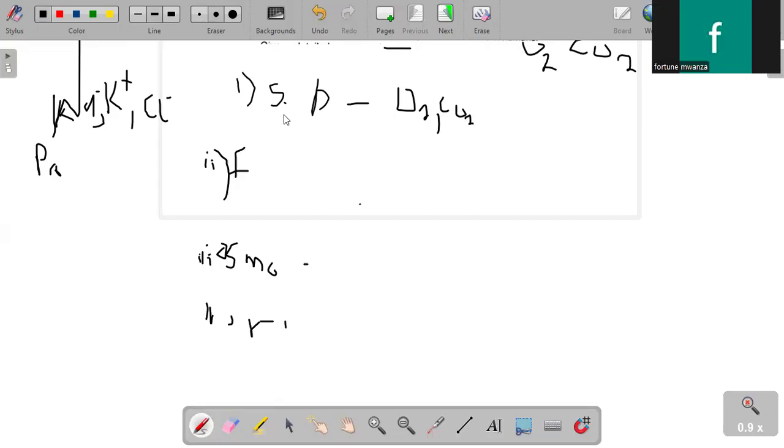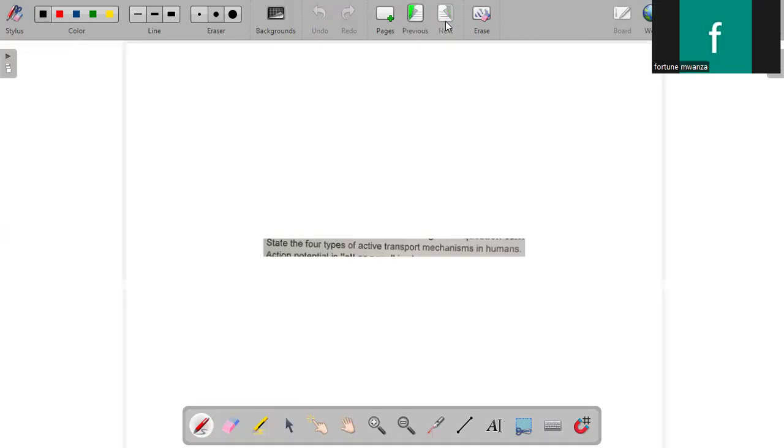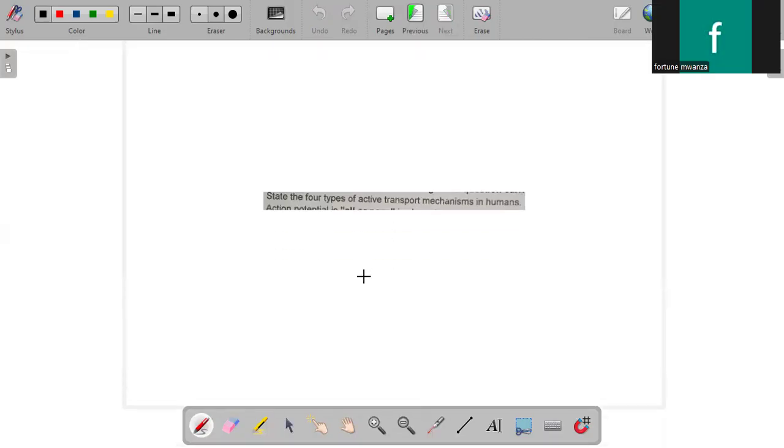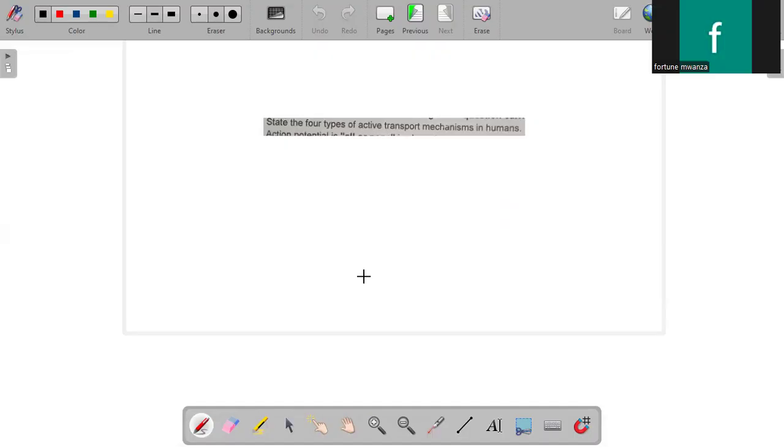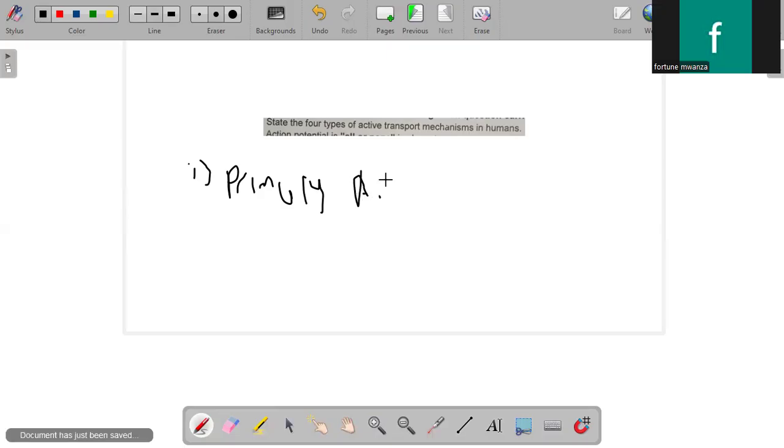Let me answer the second one, which is active transport. The other type of transport across the membrane is what we call active transport. What do we have under active transport? Generally we have three main types of transport here. We can have what we call primary active transport. That's the first one.